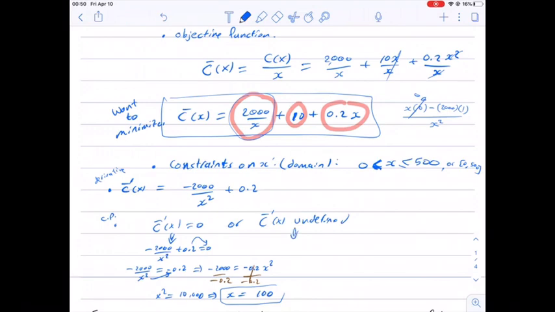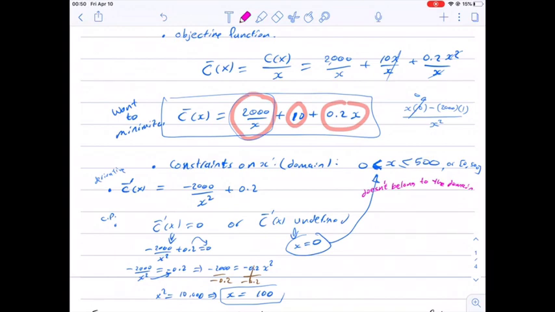Now what is the value that makes the derivative undefined? That value is x equals 0. But since x equals 0 does not belong to the domain, this does not belong to the domain.